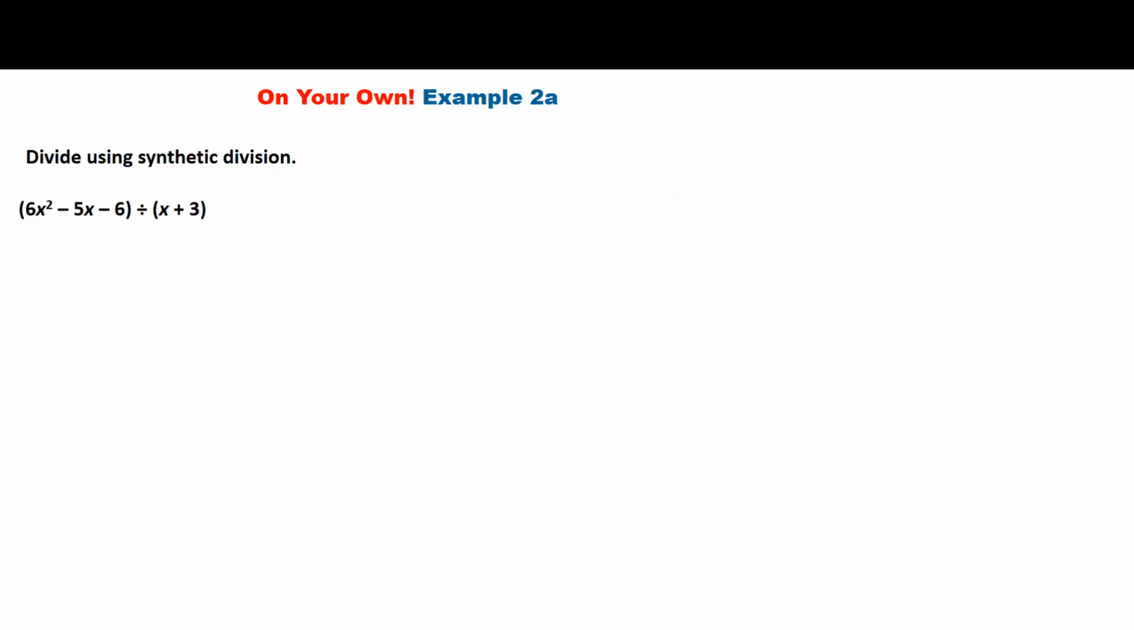Here's one for you to try on your own. Turn the video off and give it a try. Okay, so first thing again, we want to look at and figure out what our a is going to be. What plus 3 equals 0? Negative 3. So our first number is going to be negative 3. It's not an answer, it's just the first thing we need.